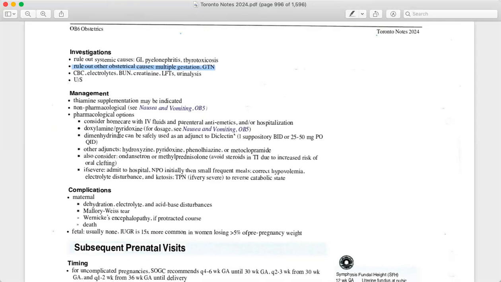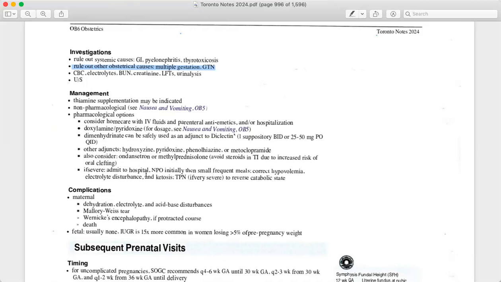Basically, in a pregnant female, we prefer ondansetron more than metoclopramide in the first trimester. Just wanted to let you know because metoclopramide can lead to further episodes of vomiting, but ondansetron helps a lot. Avoid steroids in the first trimester due to the increased risk of oral clefting. So you are not going to give the steroid.